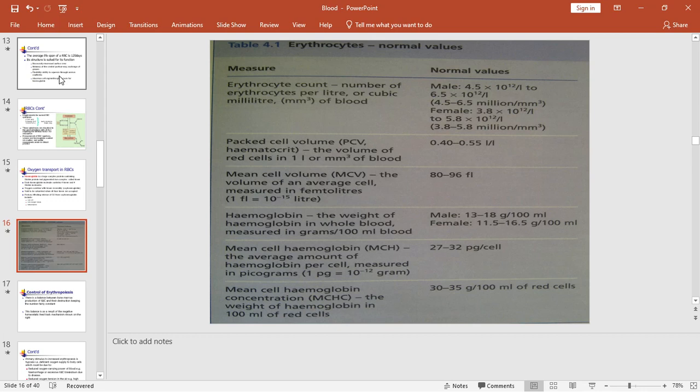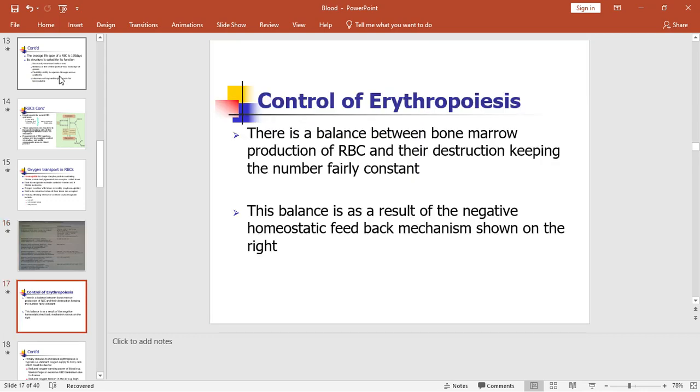But basically, it is acceptable that a man should have a range of about 13 to 18 grams per 100 milliliters, and a woman should have between 11.5 and 16.5 grams per 100 milliliters. This also varies depending on the laboratory, so it's always essential to look at the reference values for that particular laboratory.